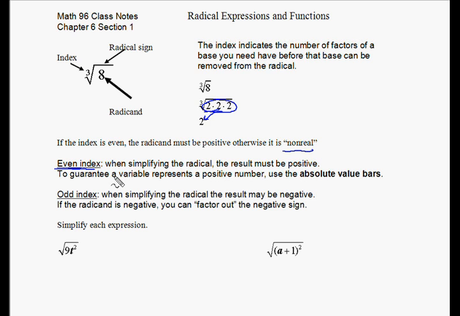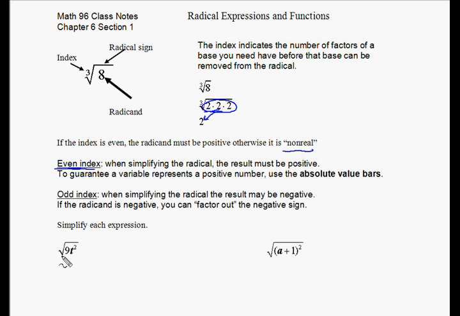Anytime you have an even index, you must make sure that when you simplify the radical, the result is positive. To guarantee that a variable represents a positive number, use absolute value bars. But if you have an odd index when you simplify the radical, the result may be negative, or it may be positive. We don't really care when the index is odd. If the radicand is negative, that's okay, because you can factor out a negative sign.